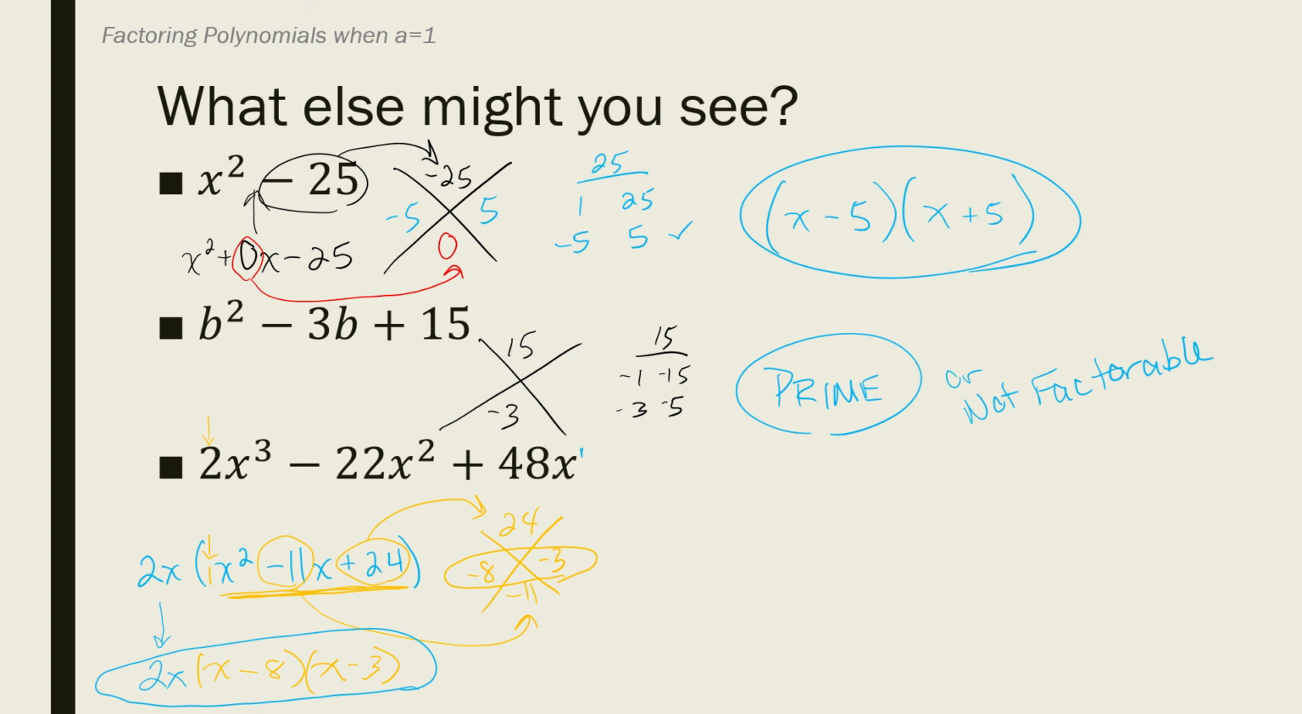And if we were to multiply that all back out, we would end up back here at 2x to the third minus 22x squared plus 48x. So those are the different things that you might possibly see here.